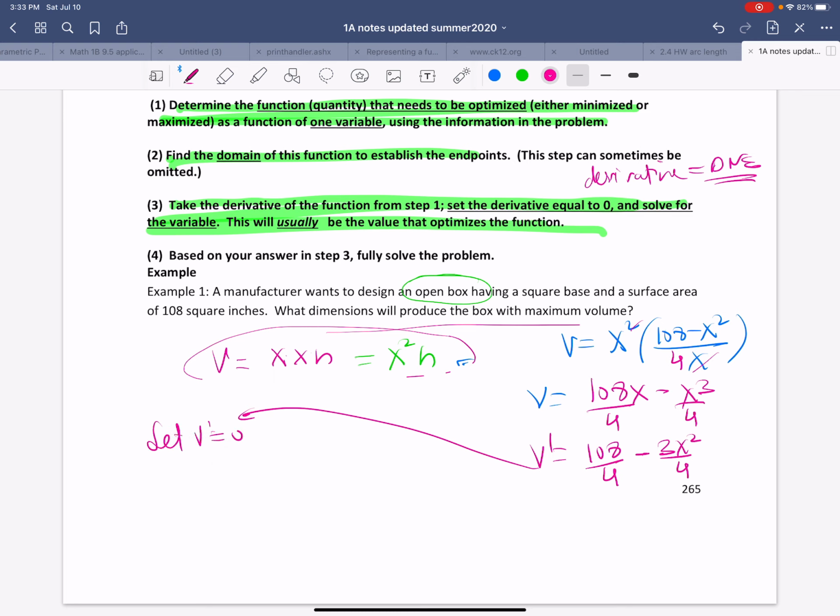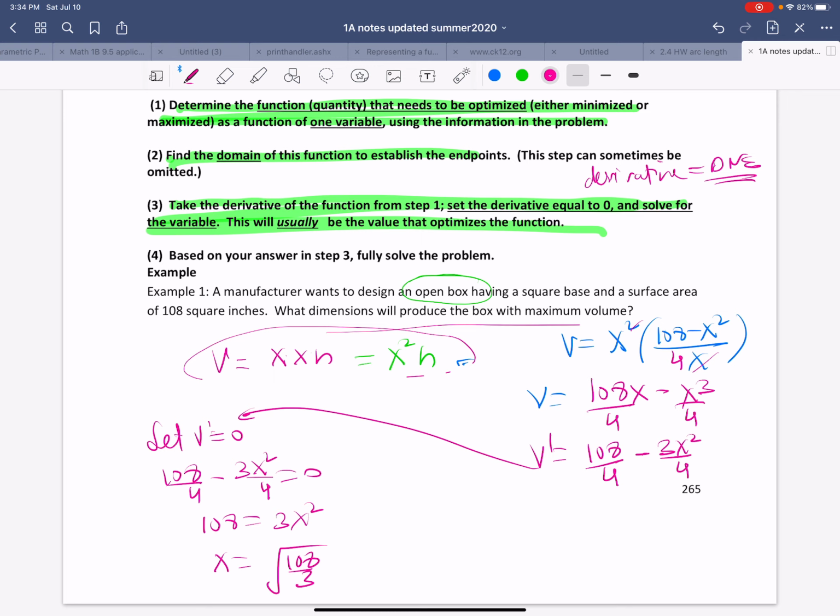Set V prime equal to 0, which is 108 over 4 minus 3x squared over 4 equal to 0. So that's going to be 108 is equal to 3x squared, and I get x is equal to the square root of 108 over 3. So that's going to be the x. The side of the square bottom would be x. So the volume is going to be maximum when x is equal to the square root of 108 over 3.